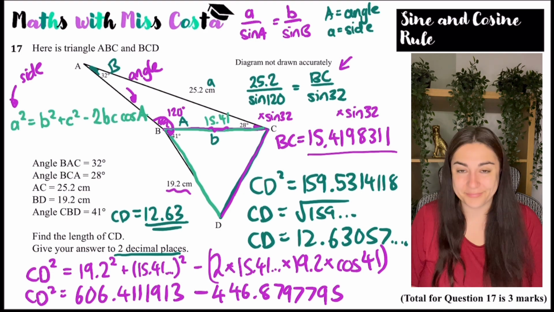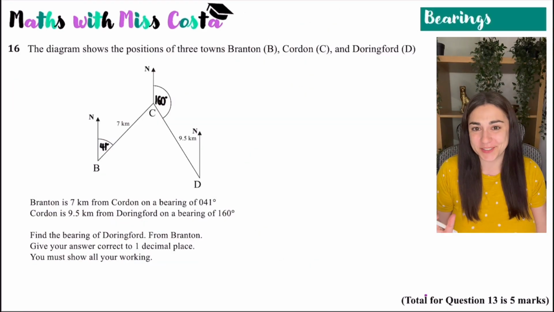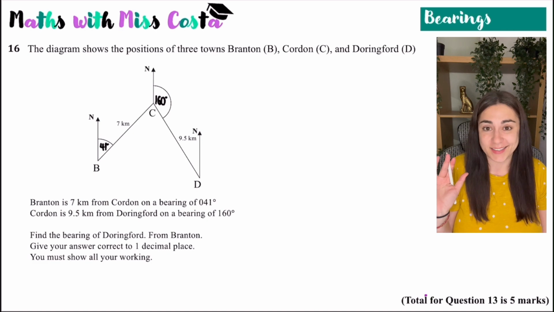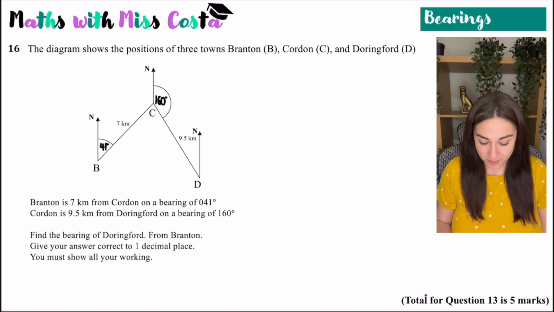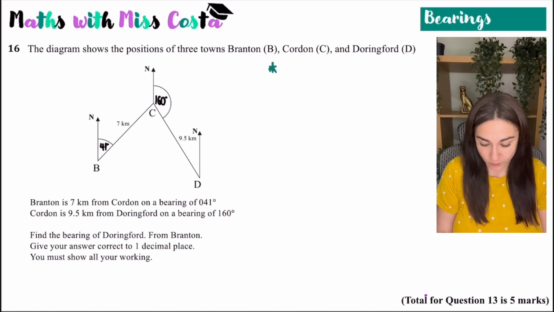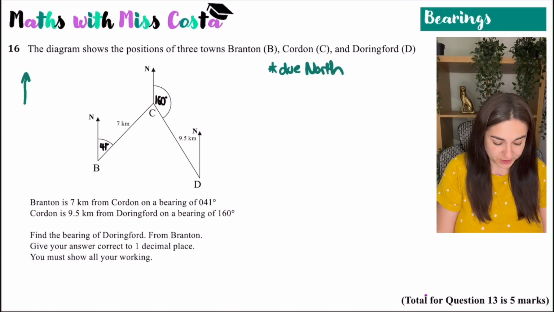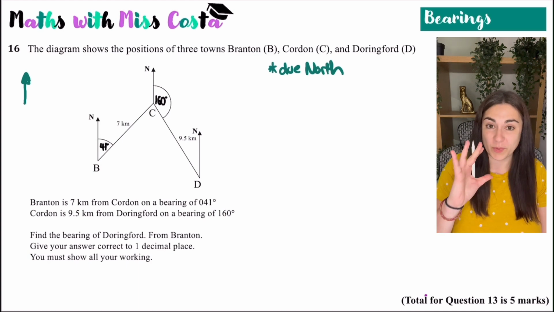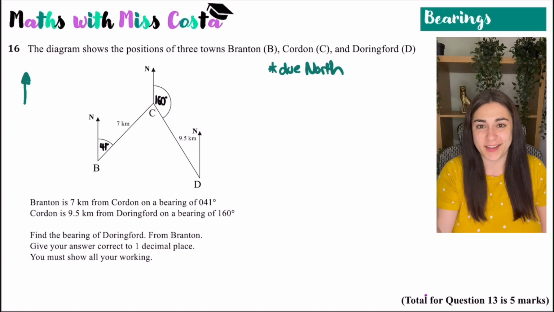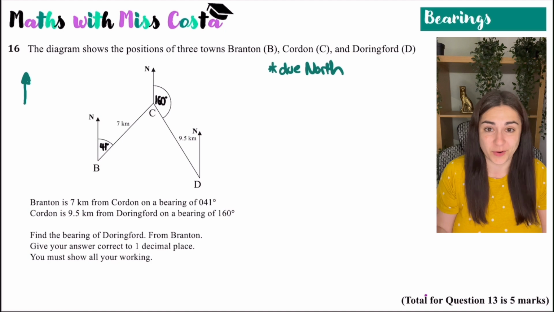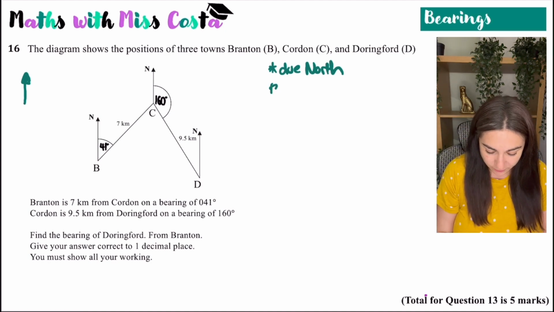12.63. Okay, so here we've got quite a tricky question involving bearings. So the first few things that we need to really bear in mind when dealing with bearings is that we always start from due north. So all bearings, you're always going to see this little due north sign, and we always start measuring from north, so that when we're communicating with bearings, we know in what relation it is to. So always start from due north. You always go clockwise.